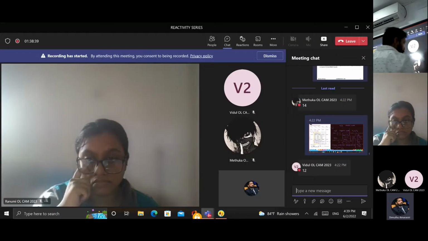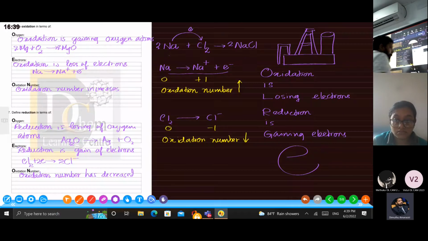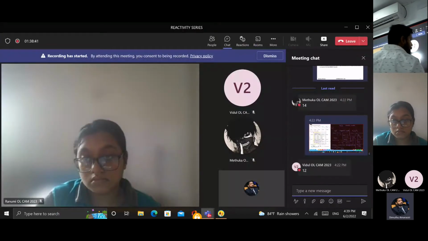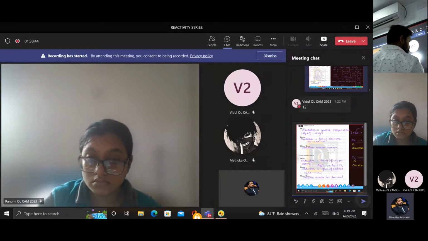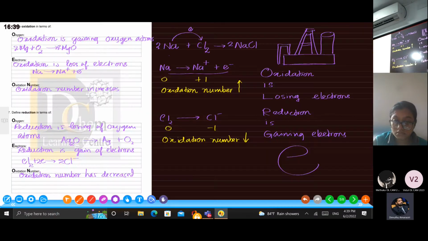Okay, let me know from the online students also whether you understood the concept of oxidation and reduction separately. All right. So out of these examples, what do you think? Which one is the most accurate and convincing one? Is it oxygen change, or number of electron change, or oxidation number change? Oxidation number change.